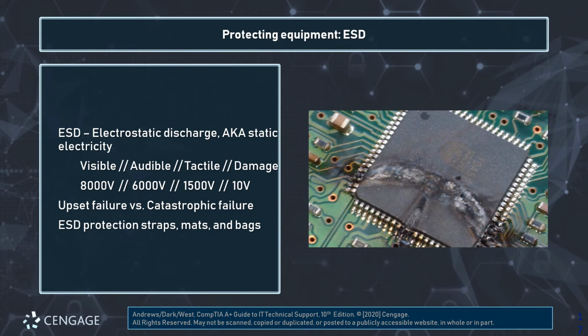Excuse me, game over. Catastrophic failure means that the game is done because whatever this component is cannot be salvaged. Upset failures you can recover from, catastrophic failures you cannot.